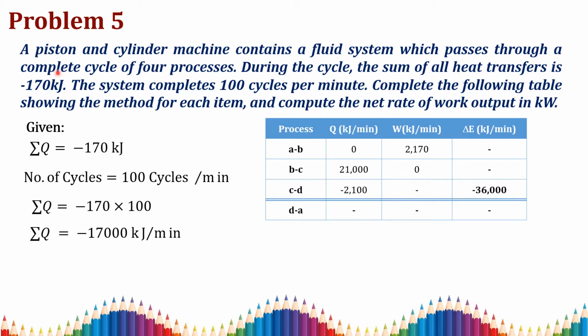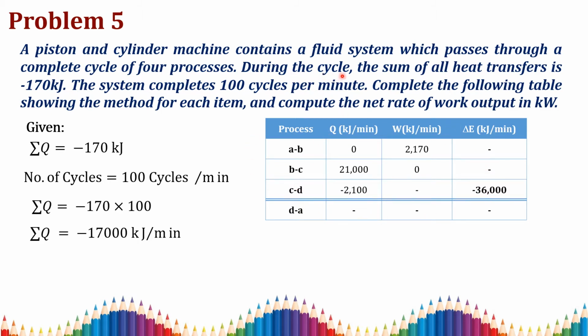So here a piston and cylinder machine contains a fluid system which passes through a complete cycle of 4 processes. Here we have a piston cylinder arrangement. It has 4 processes: the first process A to B, the second process B to C, the third process C to D, and the fourth process D to A. During these processes they are measuring 3 quantities: heat transfer, work transfer and internal energy. Here delta E is internal energy, and they measure in units of kilojoule per minute. This is also given in the question as the table.